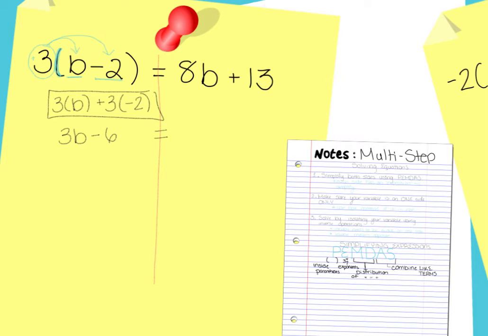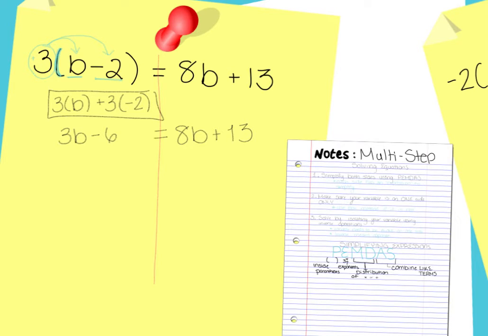On the other side, I have 8b plus 13. If you want to double check, you can, but there's actually nothing I can do here. 8b and 13 are not like terms. There's nothing else to do. No parentheses, no distribution, no exponents. So I move on. Okay, step 2, make sure that my variables are on the same side.